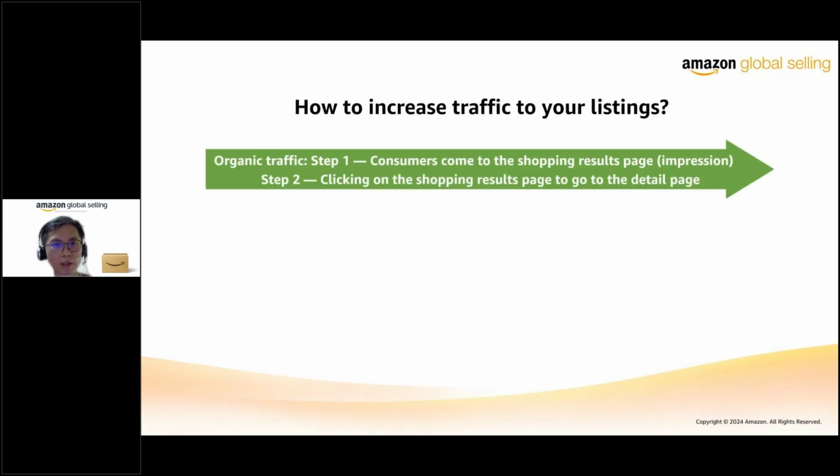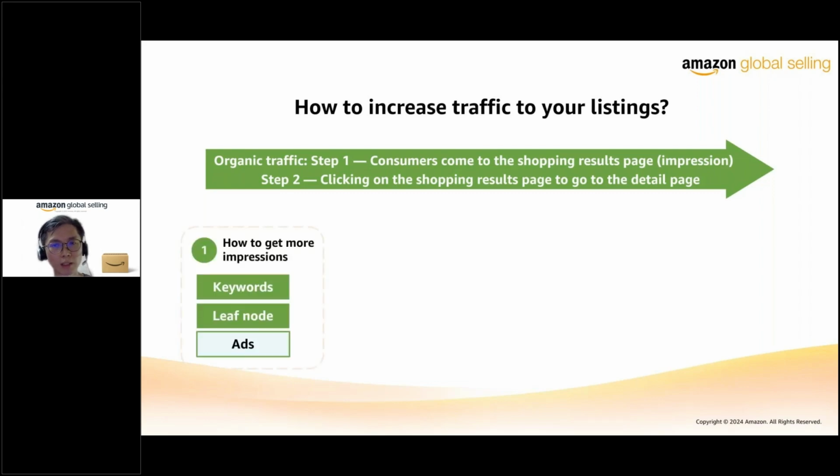So typically, how can you increase the traffic to your listings? Organically, as I mentioned, customers will go to the shopping results page after they search for something, and from there you will click on to look at the detail page. So ideally, on the results page, there must be something that catches your customer's attention before they even want to dive into the detail page. So how do you get more impressions?